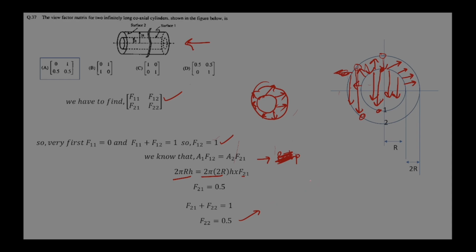Okay. So now we'll put F11, F12. So F11 is 0, F12 is 1, F21 is 0.5, F22 is 0.5. Okay.